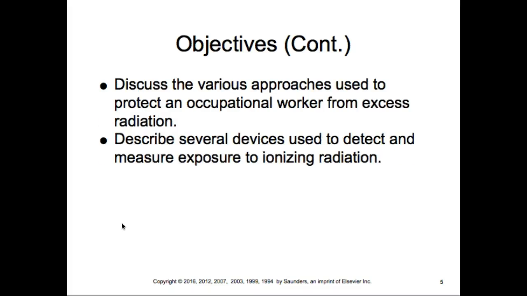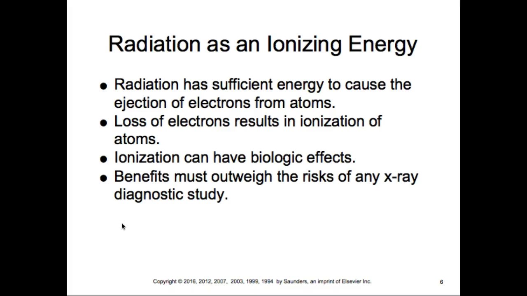So when we're looking at radiation as an ionizing energy, when we talk about radiation, we're talking about how electrons can knock other electrons out of atoms. So it's radiation that has significant energy to cause the ejection of electrons from atoms. The loss of an electron results in ionization. Ionization can have biological effects that we're going to talk about a little bit. The benefits must outweigh the risks of any diagnostic X-ray study, like we talked about in the prior lecture.